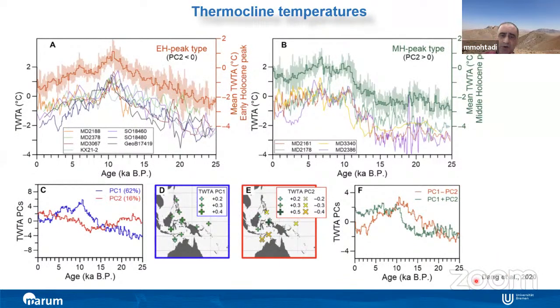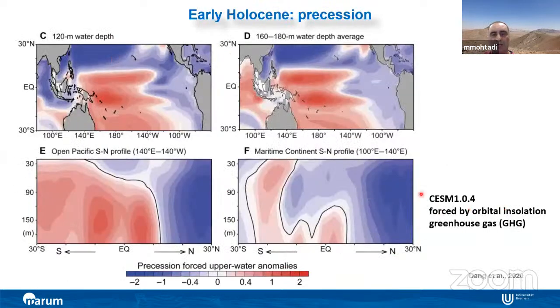Again, that's the same study by Hao and Deng and others. There are two types of thermocline temperature evolution over the Holocene, one peaking at about 10,000 years ago, and the others kind of remaining high and peaking basically during the mid-Holocene, about 5,000 to 6,000 years ago. We argued that the early Holocene peak, using a CSM model, is related to precession, so minimum precession back then. This is a model that is forced only by orbital insolation and greenhouse gases.